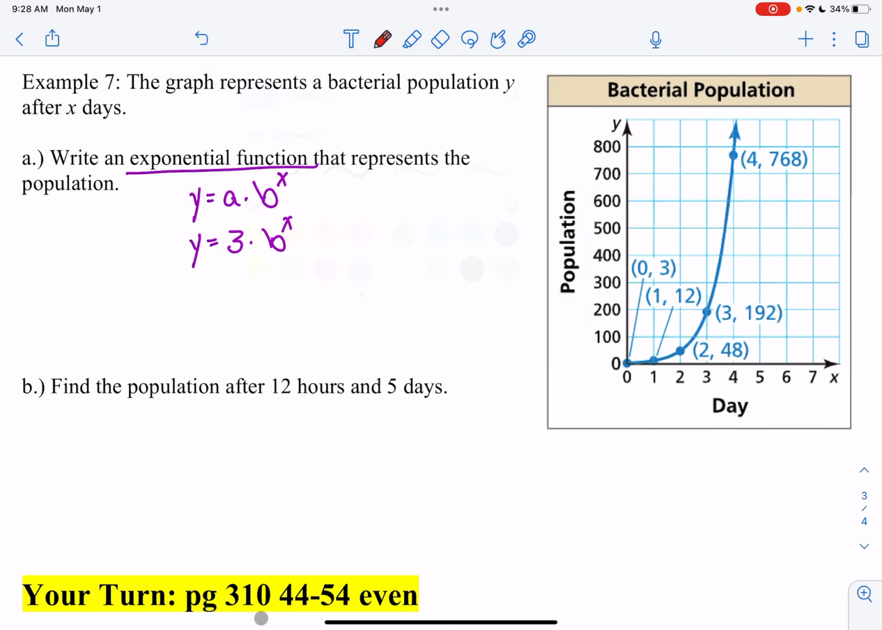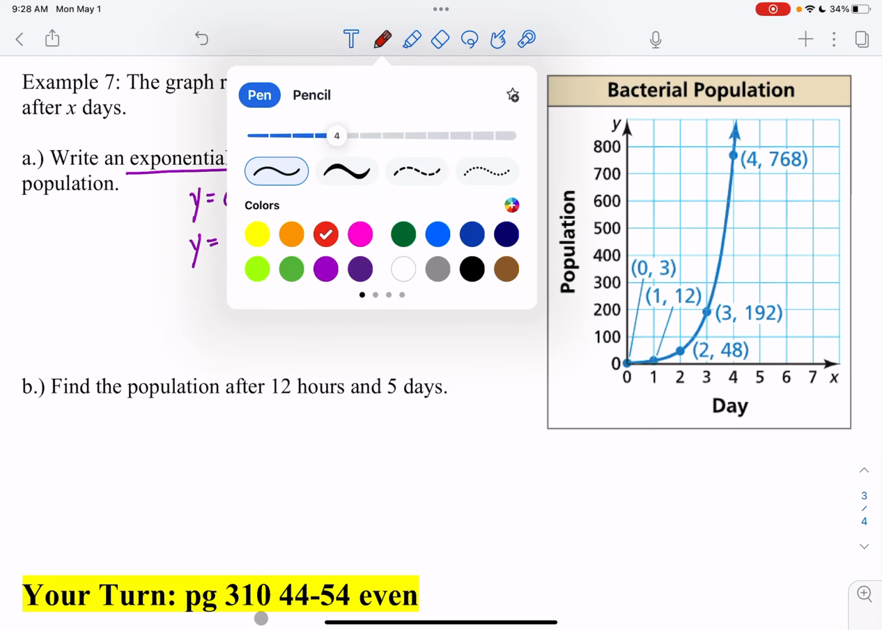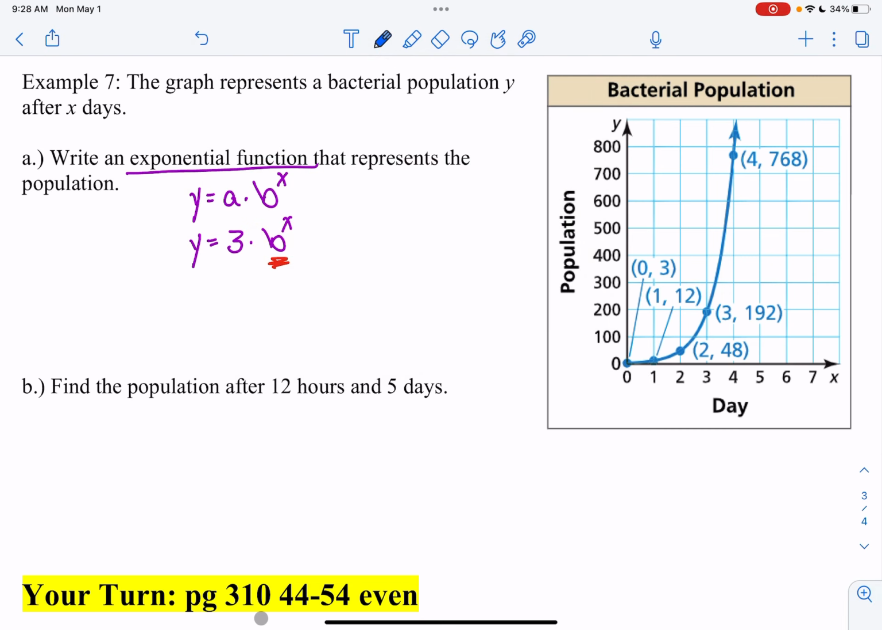Now, next I need to find my b. Well, what do we multiply by each time? If we look at this function, I'm just pulling some points off it. We have the point (0, 3). It's got the point (1, 12). We've got the point (2, 48). So let's look: what are we multiplying by each time? Times 4. Does that stay consistent? Times 4. So my base is 4. So we now have my whole equation: 3 times 4 to the x.